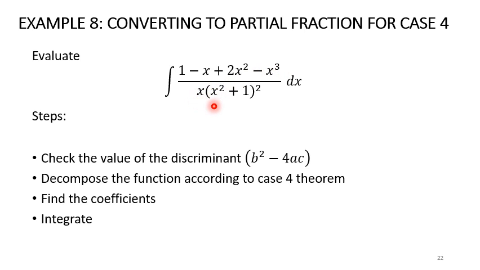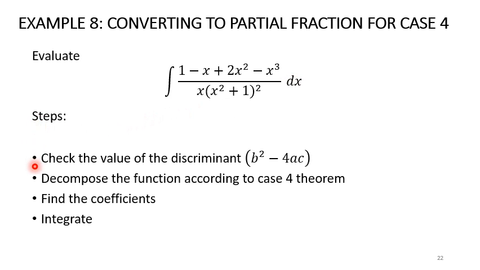And the denominator is actually x to the power of 5 if you expand everything here. But what's important here is when you look at the denominator q(x), you can see that x squared plus 1 is an irreducible quadratic function, which is repeated 2 times. So you can easily identify this as case 4 and write down the partial fractions in terms of what we saw earlier in the previous slide.